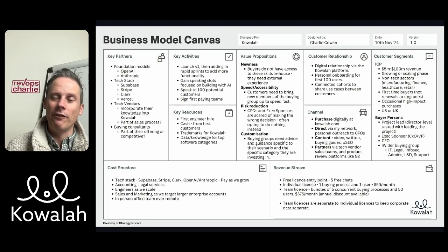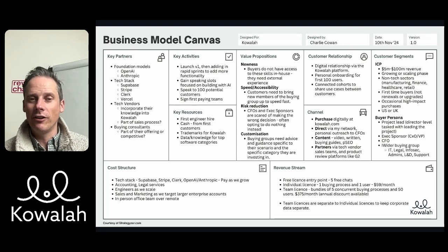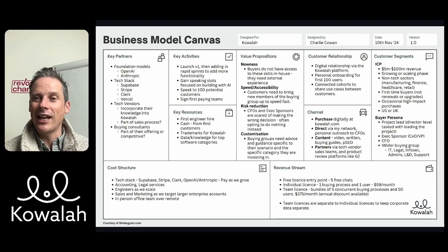Then we jump onto the left, key partners. What partners might you need to launch your product or platform? And these may be different from the partners that you use in your core business. So in my example for Kowalah, we're thinking about the foundation models. I'm running both OpenAI and Anthropic models in the MVP. Thinking about the tech stack.